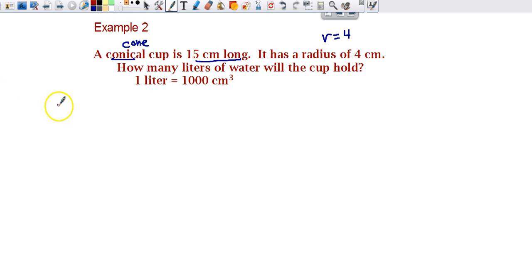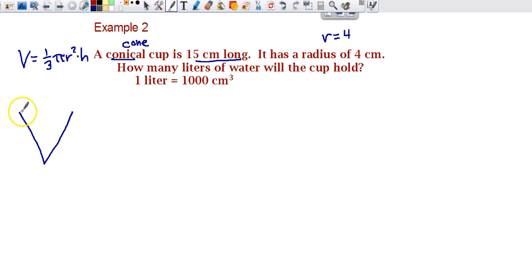Well, let's talk about the volume formula of a cone. Look it up. What is it? That's right. 1/3 pi r squared times the height. Now we have the radius. We don't have the height. That's going to be solved for. Let me show you how to do that.